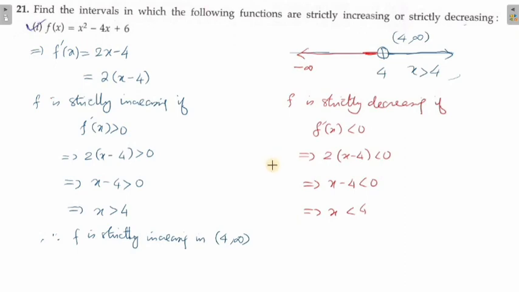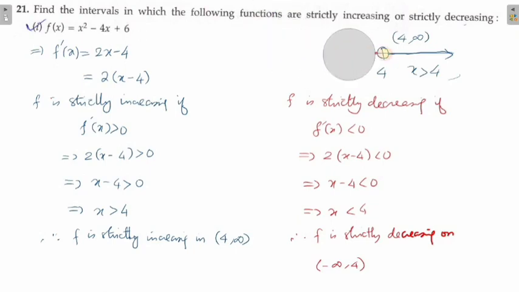Therefore we say that f is strictly decreasing on the interval minus infinity to 4, and remember this is also an open interval. You cannot put closed because there is no equal to sign here. So this is how we need to do this kind of sum. You may pause the video and note down the solution, and if you want to draw the diagram, that also can be done. So pause the video and note down the solution.